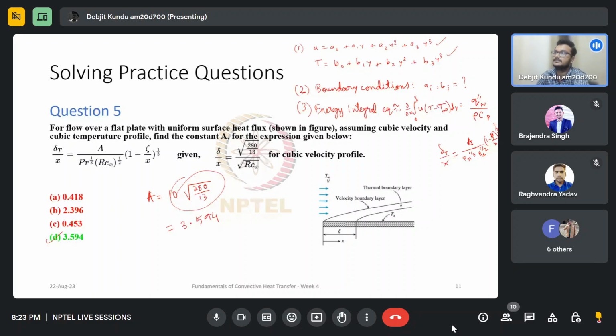But these are the sequence of steps that we have to go through. Any questions? Okay, so if there are no questions, we will move on.